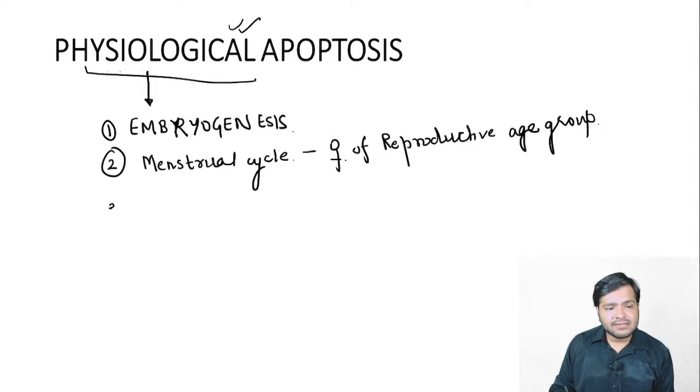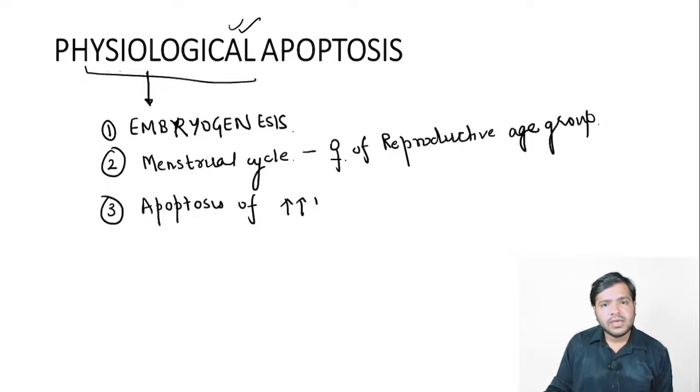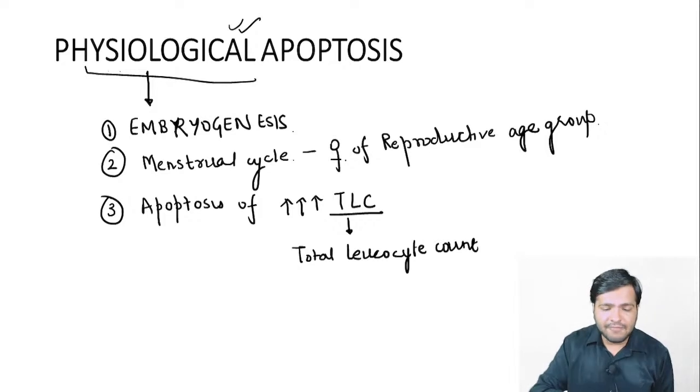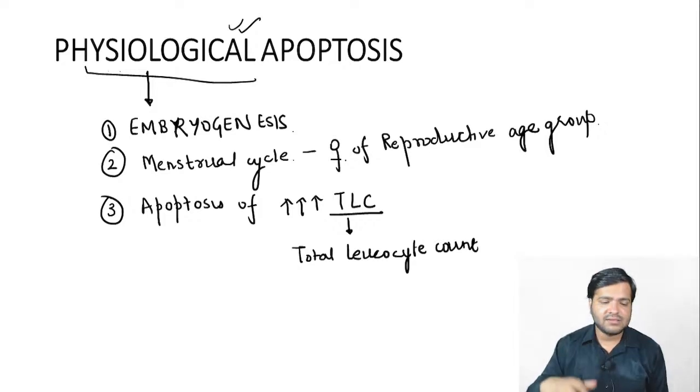Apart from that, guys, remember the third and most important example, that is the apoptosis of increased TLC, the total leukocyte count. Can anyone in the chat box tell me what is the normal value of the total WBCs present in human blood?